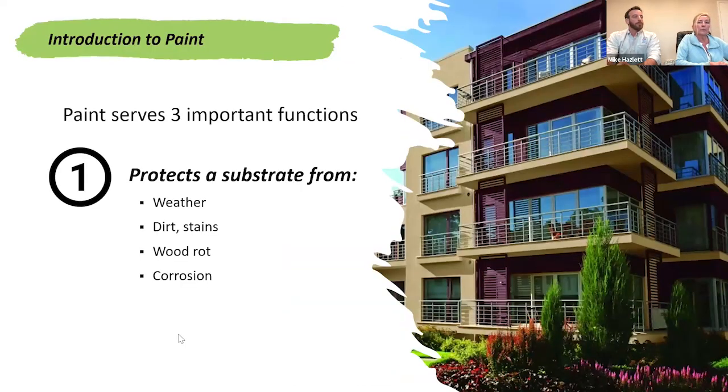All right, so paint serves three important functions, as you can see here. It protects your substrate from weather, from dirt and stains, wood rot, and corrosion, and primarily to protect and to decorate. That was the main function of paint for many, many years. But now, like you'll see here, we're offering more and more technology to not only be a protective or a decorative product.